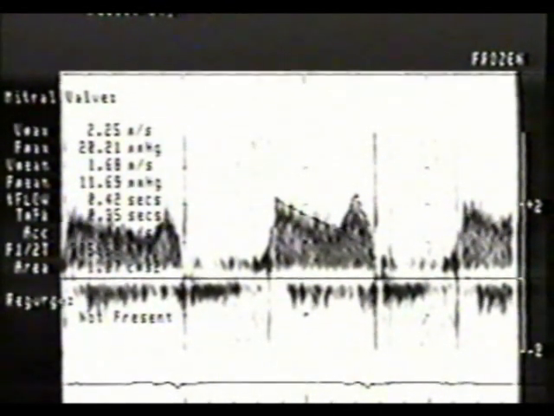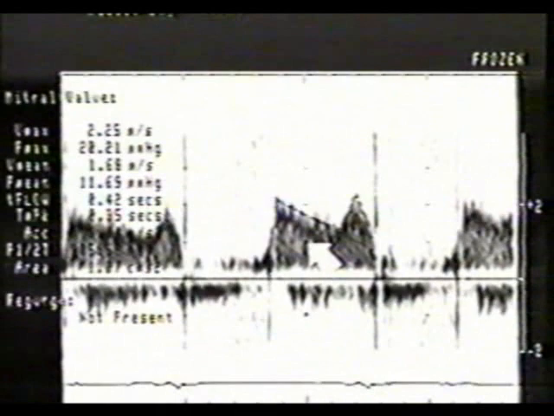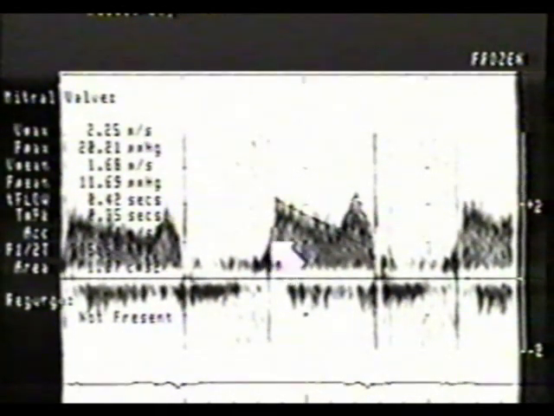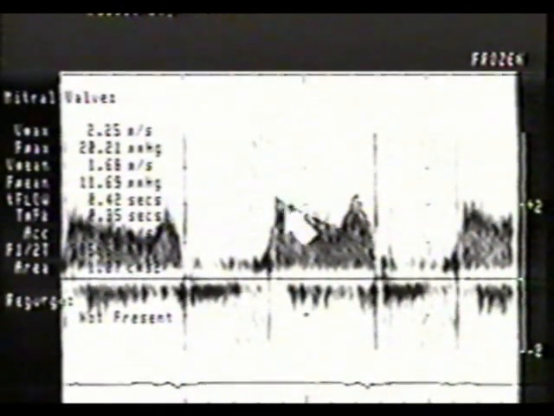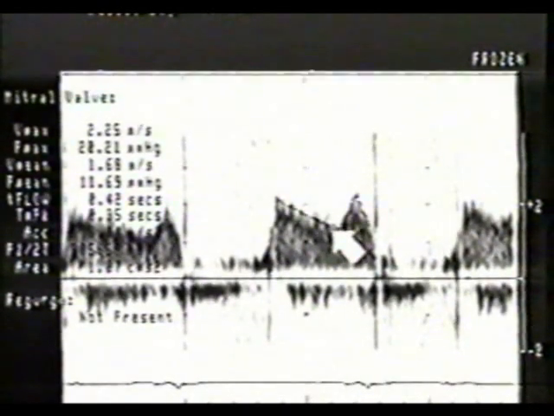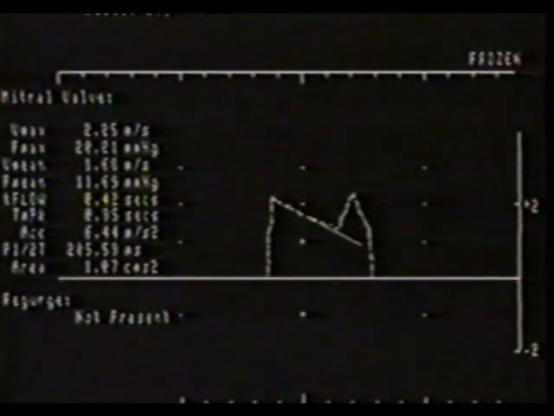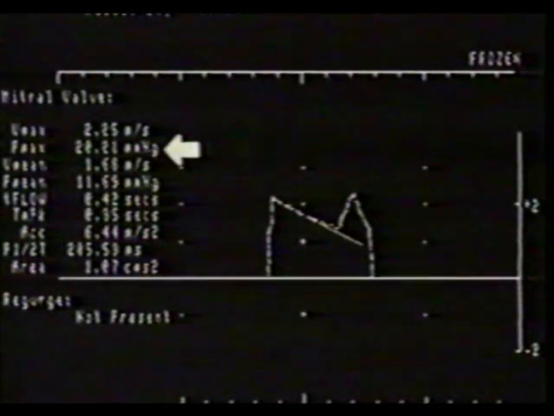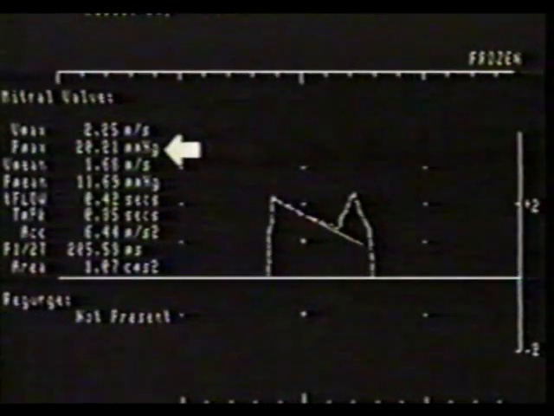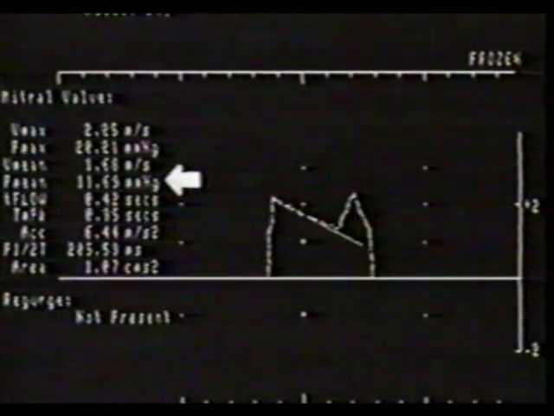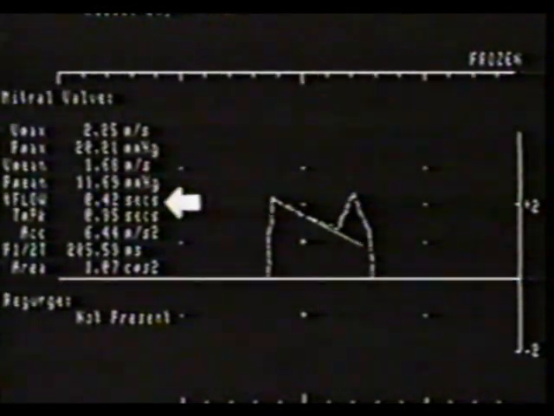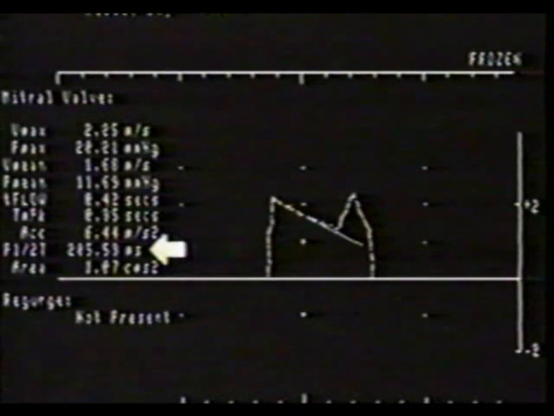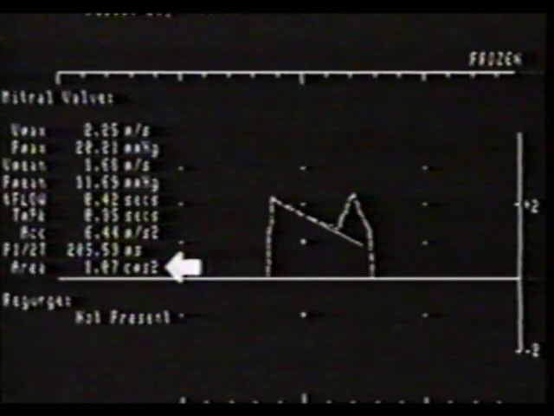This patient has mitral stenosis. The continuous wave Doppler spectrum has been traced, and the deceleration slope has been identified. Using this information, the instrument has calculated the maximum pressure gradient, 20 millimeters of mercury, the mean diastolic gradient, 12 millimeters of mercury, the pressure half-time, 206 milliseconds, and the mitral valve area, 1.07 centimeters squared.